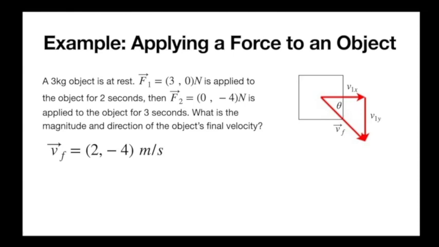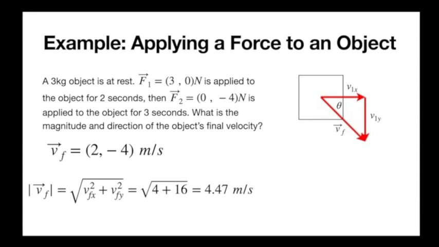Then finally, we want the magnitude and direction of the object's final velocity, so we have to convert from these components. Well, maybe visually this will help a little bit if we draw it out. Our x and y components represent the sides of the triangle, and then the hypotenuse is going to give us the magnitude. So we need to use the Pythagorean theorem for that. And we just take the square root of 2 squared plus -4 squared. We get 4.47 meters per second. And then the trickier part is finding the direction.